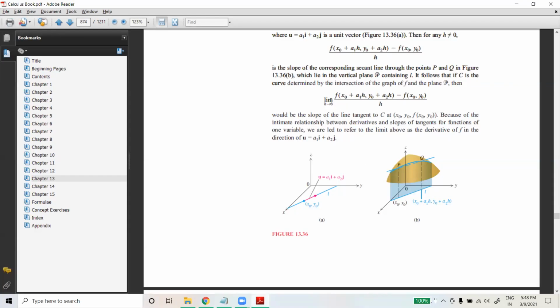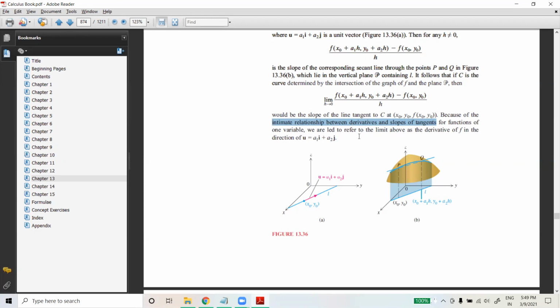Then that is the slope of the line tangent. Because of the intimate relationship between derivatives and slopes of tangents for functions of one variable, we are led to refer to the limit above as the derivative of f in the direction.